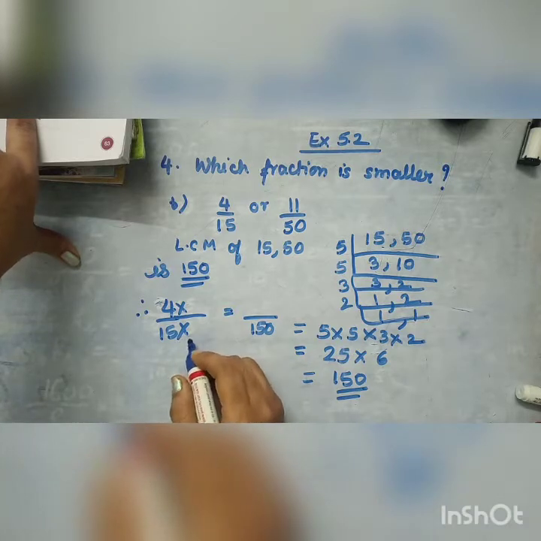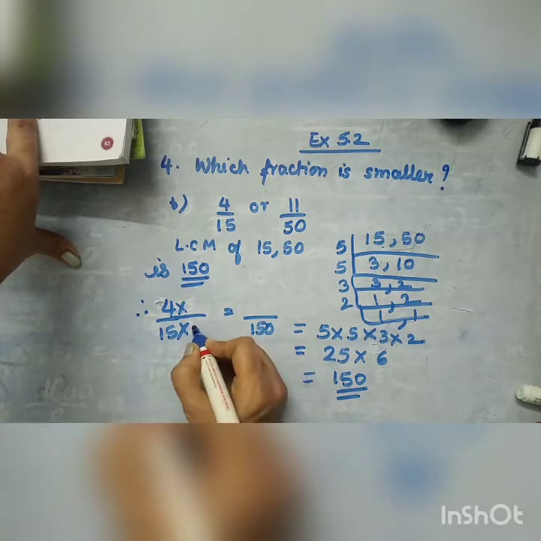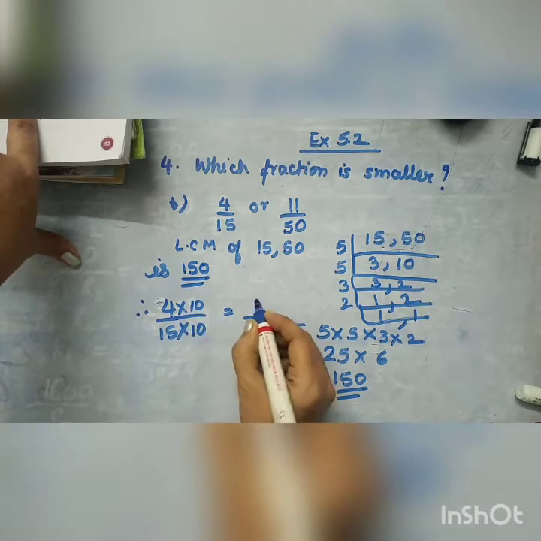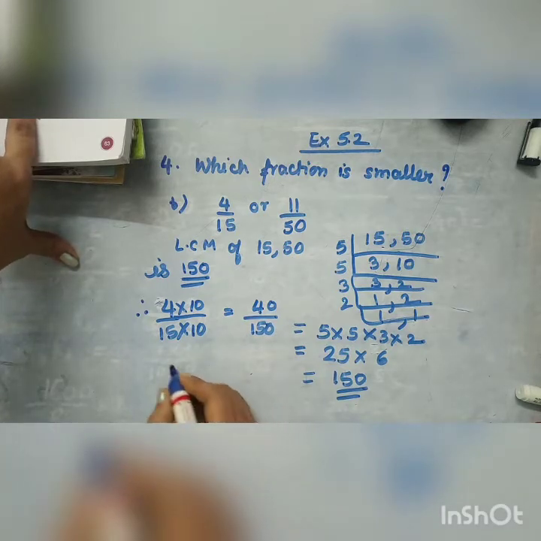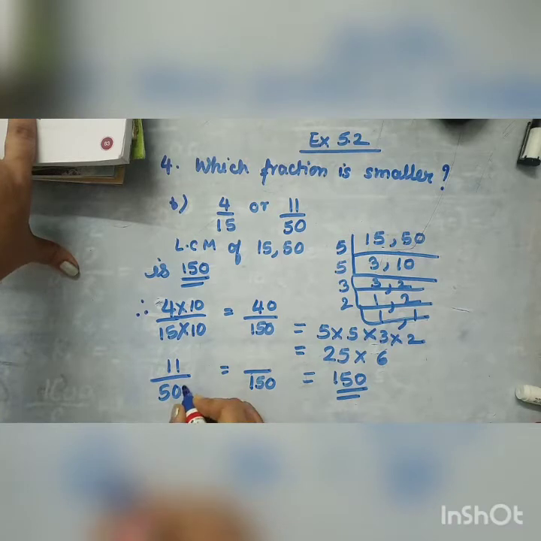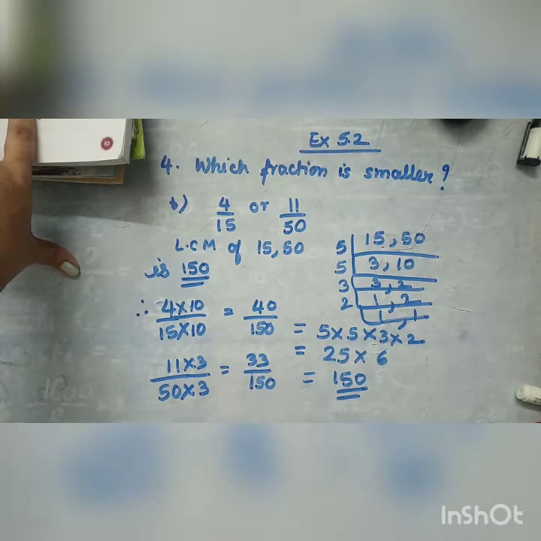So you need to make it 150. So 15 tens are 150. Here also you have 40 upon 150. Similarly, go for 11 into 50. Here also you need 150. So if you multiply with 3, this will give you 150 and 33 upon 150.